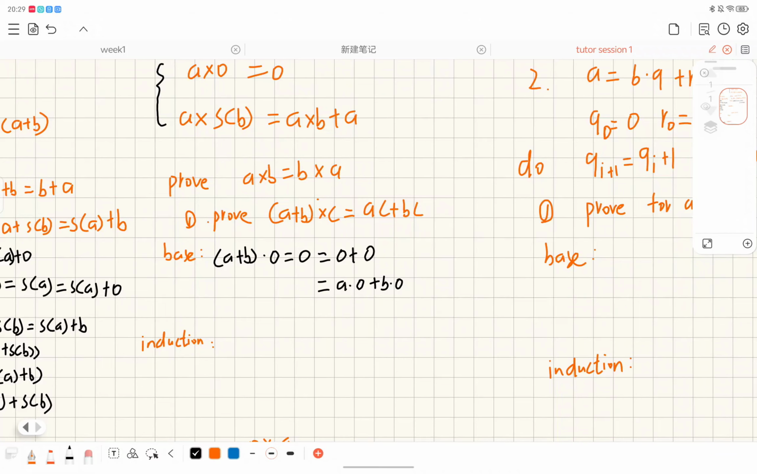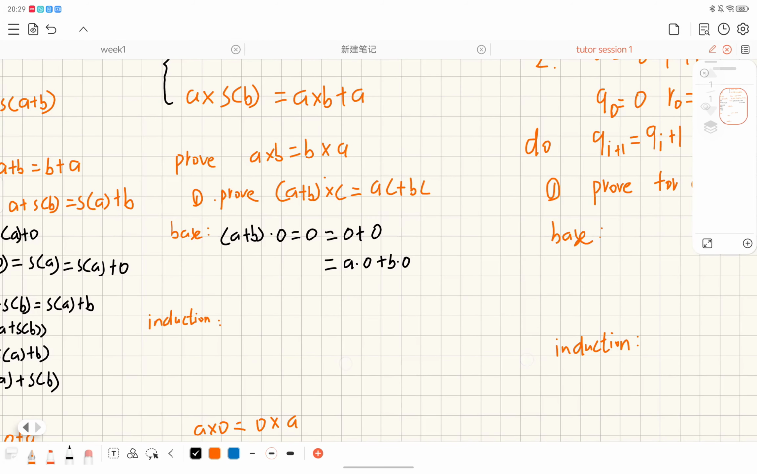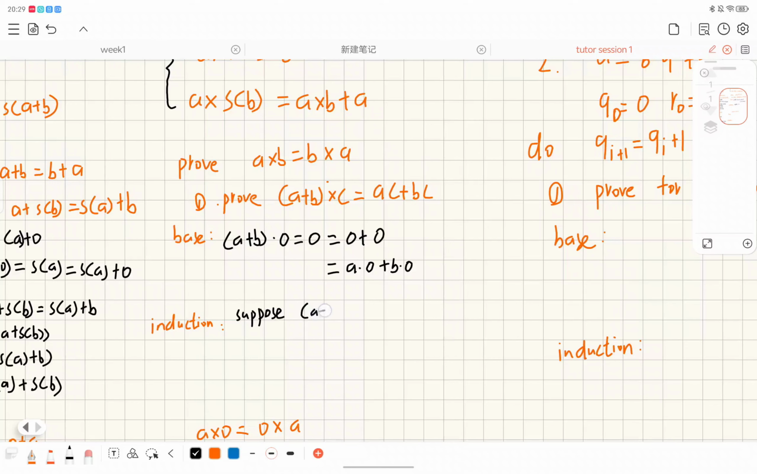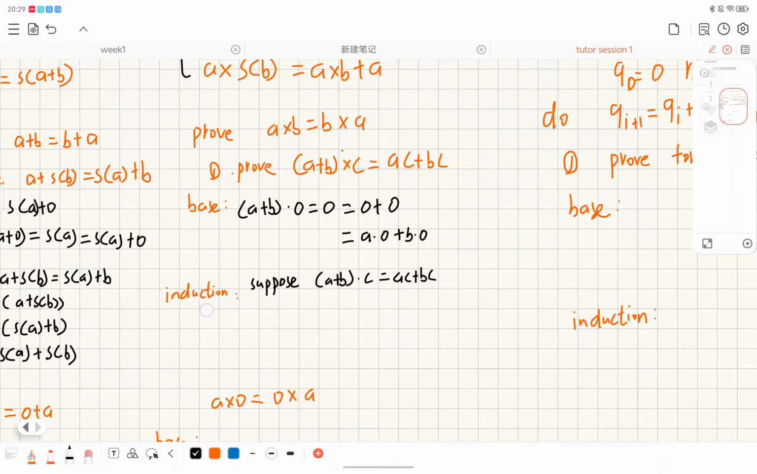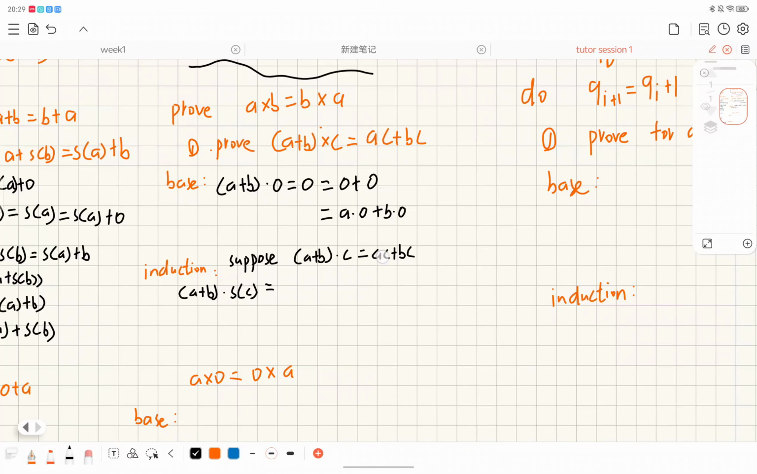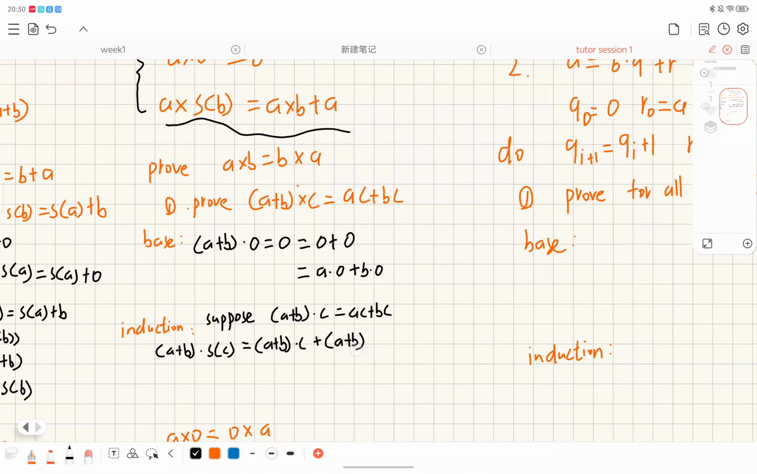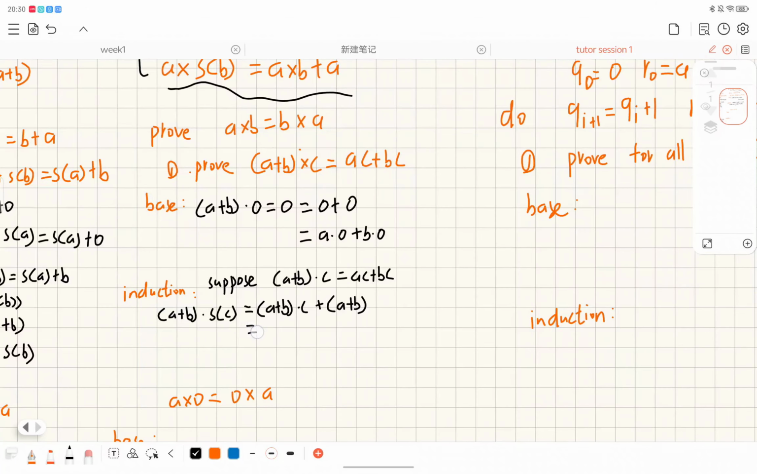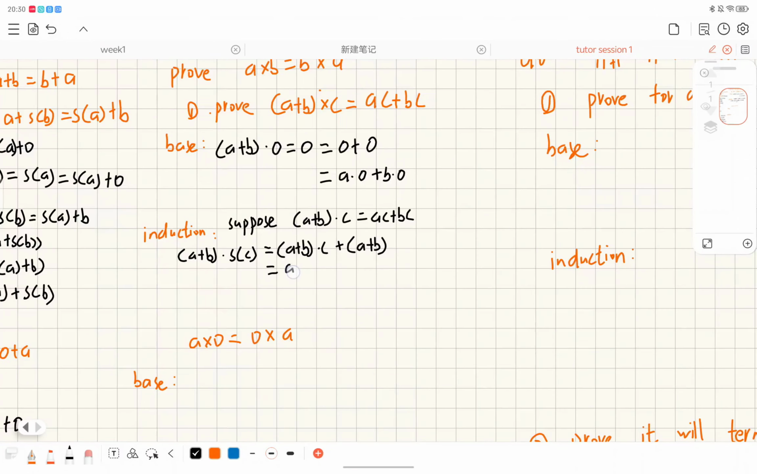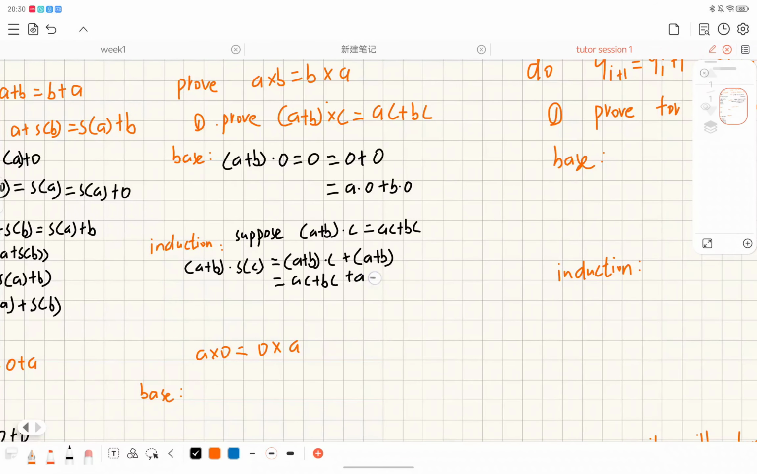What about our induction? What's our induction hypothesis? We need to suppose we know that (A plus B) times C equals AC plus BC. Then what is (A plus B) times SC? According to the definition of multiplier, just use this one. We know that this part equals (A plus B) times C plus (A plus B), right? And according to our induction hypothesis, we know that this equals AC plus BC plus (A plus B).